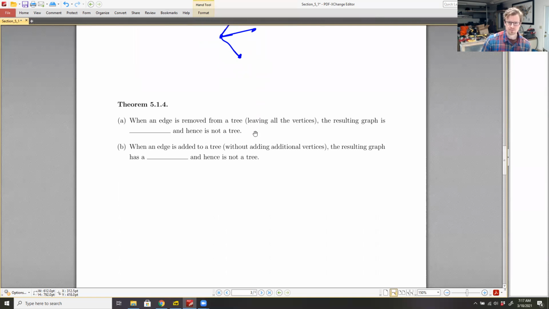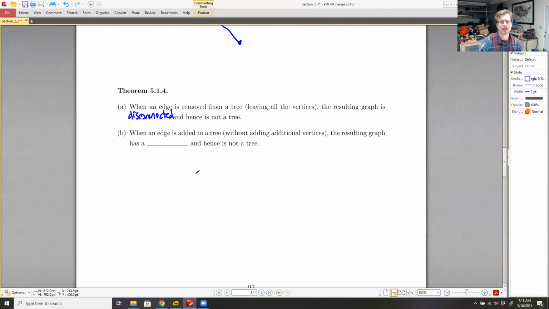Our next property is that when an edge is removed from a tree, if we leave all of the vertices, the resulting graph is now disconnected or not connected. And if we have a graph that's not connected, then it's not a tree. And if we were to add an edge to a tree without adding any extra vertices, then the resulting graph has a cycle. And of course would not be a tree.